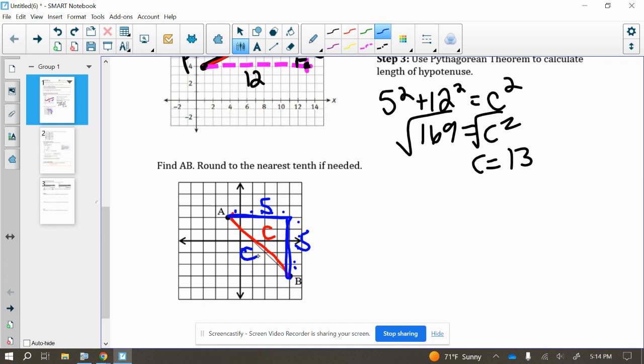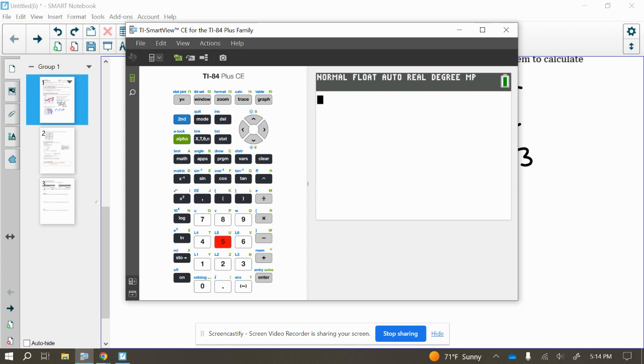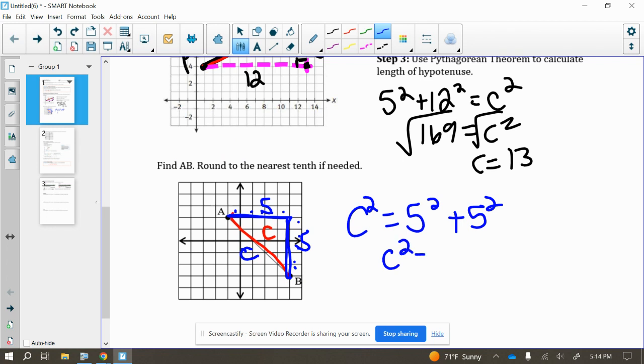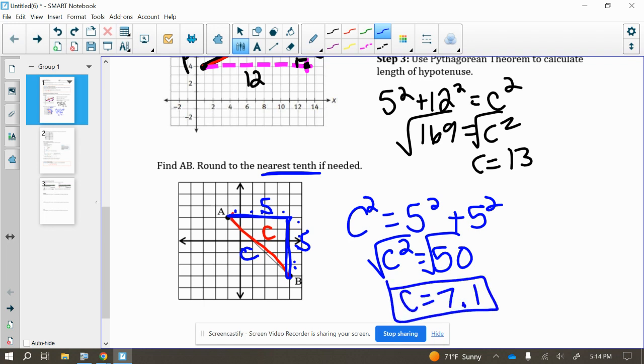And again, our hypotenuse is our segment A to B. So C squared is going to equal 5 squared plus 5 squared. Look at our calculator. 5 squared plus 5 squared is 50. And we are going to need to square root that value to get our final answer this time of about 7.1. Just going to give us the rounding if needed.